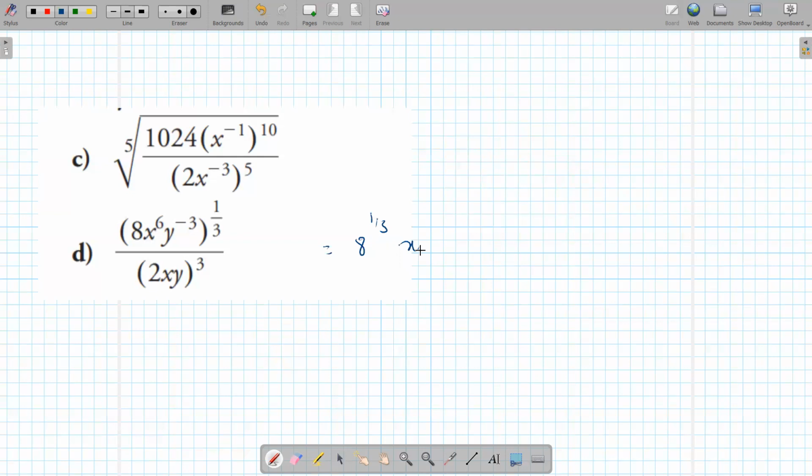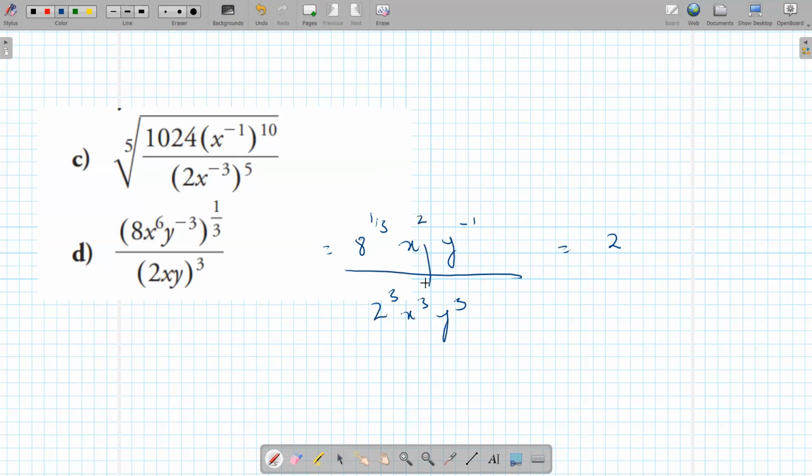X to the power of 2. What about y? Y is just -1. And on the bottom, you get 2 cubed, x cubed, y cubed. Notice how the 2 also gets the cube. 8 to the power of 1 over 3 is simply a 2, the cube root of 8.